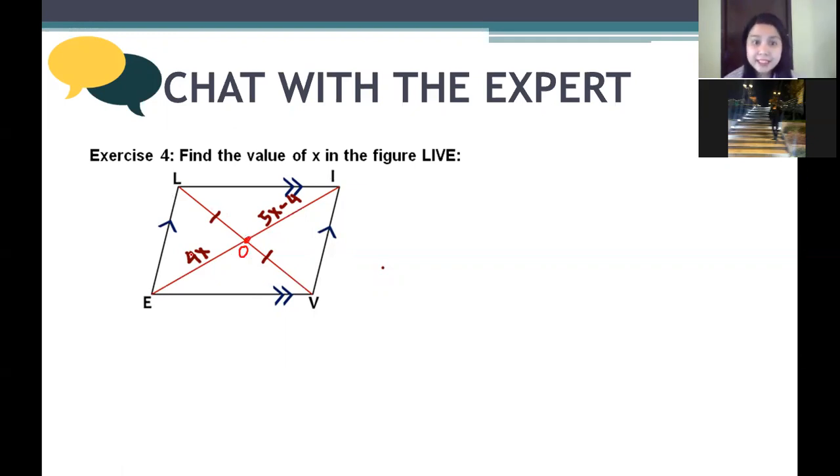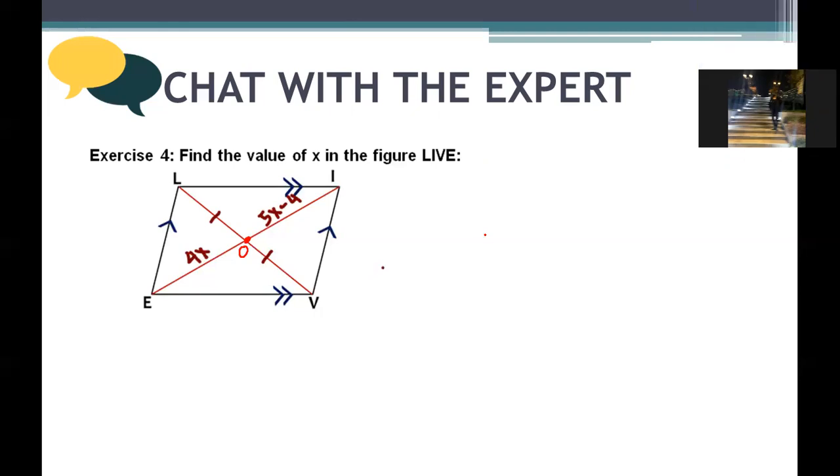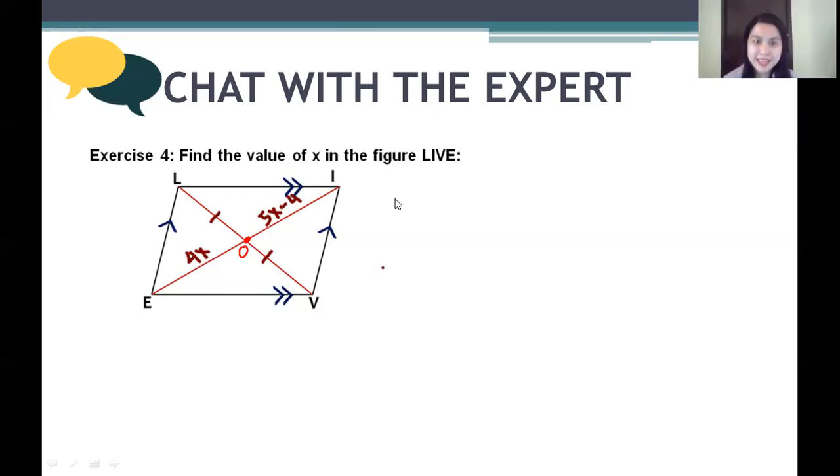The diagonals, what happens to the diagonals? What's the theorem again on diagonals of a parallelogram? The diagonals of a parallelogram bisect each other. Very good. So they are equal. So we say 4x is equal to 5x minus 4.